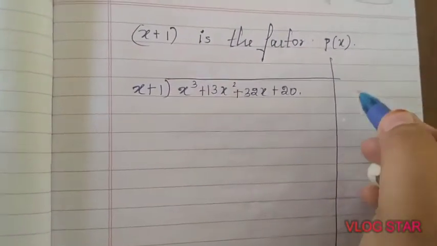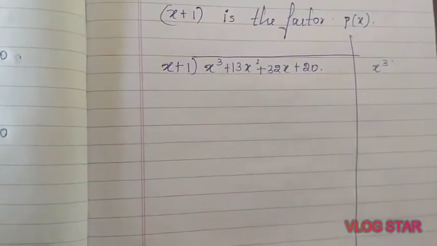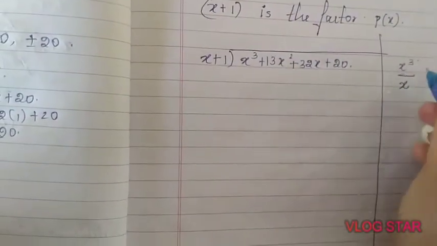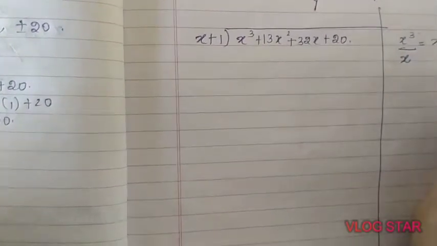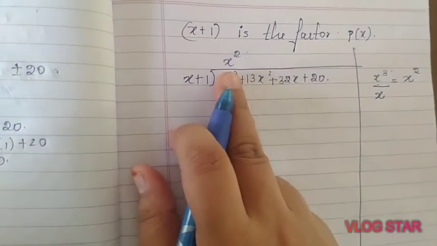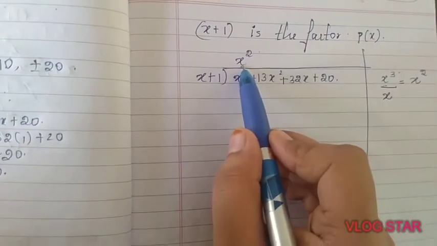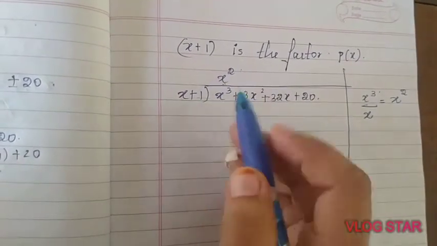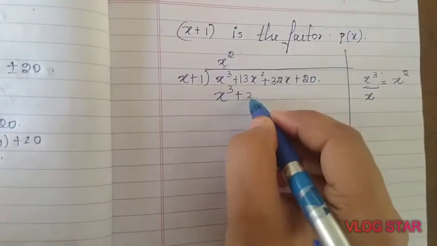See here, the first term of the dividend is x cube, and the first term of the divisor is x. So x cube divided by x is x square. This x square you write as the first term of the quotient. Now multiply this first term of the quotient with the first and second terms of the divisor. X square into x is x cube, plus x square into 1 is x square.